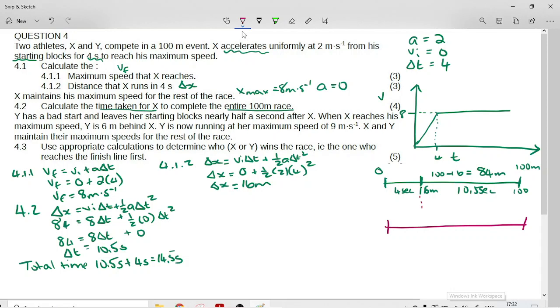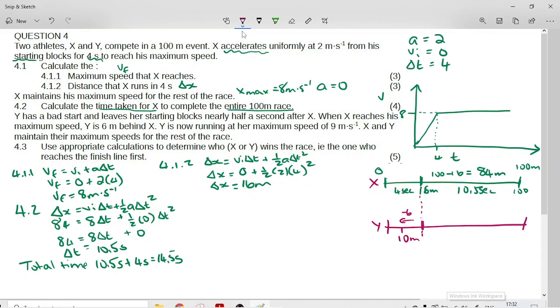Now, remember, he reached his maximum speed over here, at this space on the racetrack. He was at 16 meters, but it took him 4 seconds. So when X reaches his maximum speed, Y is 6 meters behind X. So this is X and this is Y. At 4 seconds, when he got to his maximum speed, X was at 16 meters. So 6 meters backwards from this, if that is 16, over here will be 10 meters.